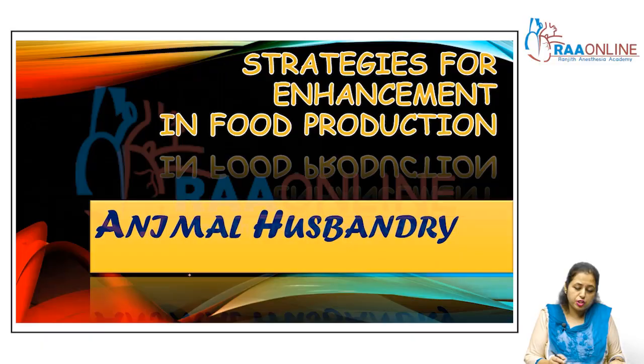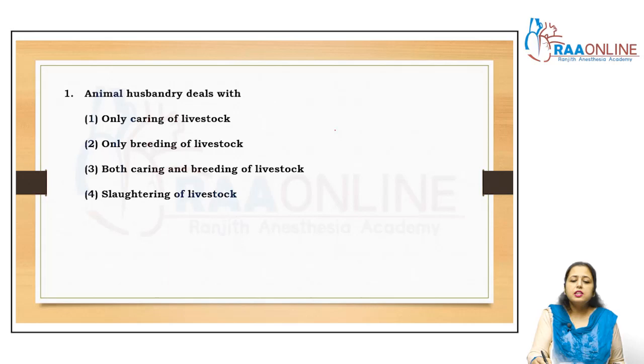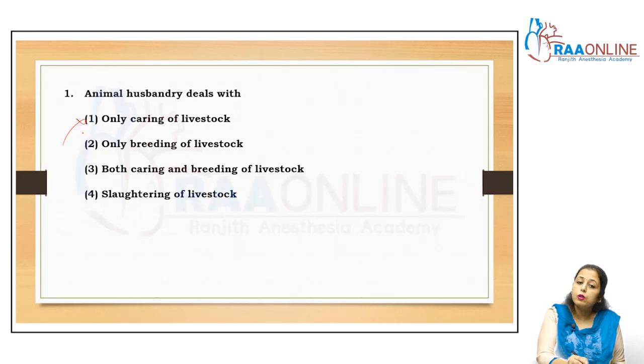Now come to the next one. First is the first question, that is, animal husbandry deals with, right? What is animal husbandry? Only caring of livestock? No, it's not related only to caring. It is related with the caring and breeding also of the livestock. Livestock means those animals which are useful for human beings in terms of their products, right?